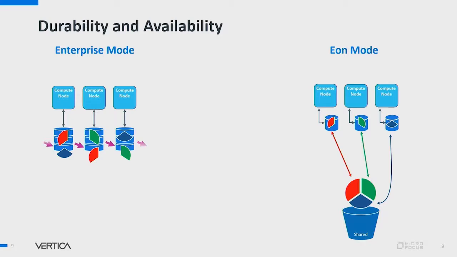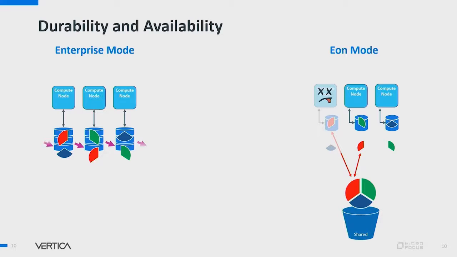In Eon mode, the durable copy of the data is the responsibility of shared storage. The shared storage must be durable through RAID or some other approach. Each node has a subscription to one or more shards and serves them in the query process. Each node has one or more buddy subscriptions. When the node goes down in Eon mode, its buddy node will assume responsibility for serving the segment.